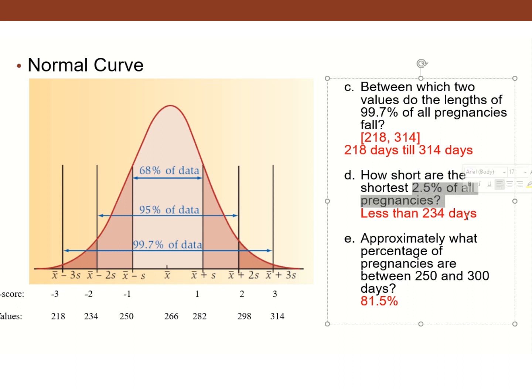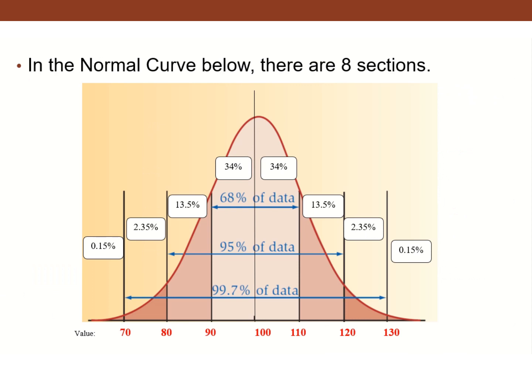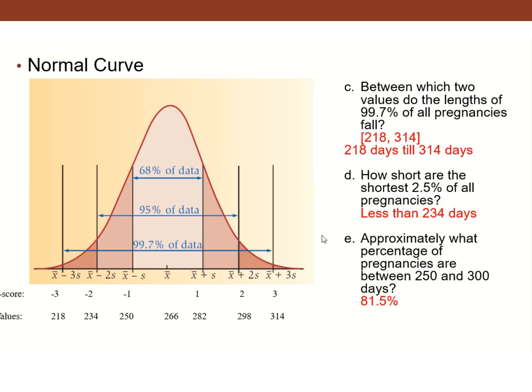2.5% of all pregnancies. So now you want to find 2.5%. I'm just going to go back here. If you're talking about short pregnancies, you're talking about this part. So this is 0.15, this is 2.35. You add both of it up, you will get 2.5%. So this 2 is 2.5%, so less than 234 days.